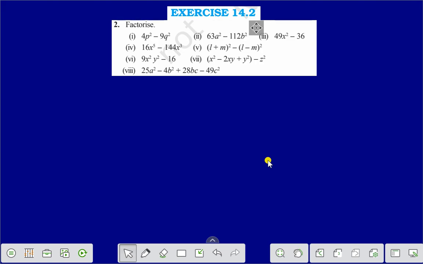Hello everyone. Today I'll discuss exercise 14.2 question number 2. Let's solve question number 2. The question is to factorize. Let us solve the equation.